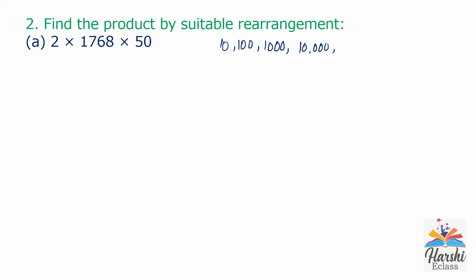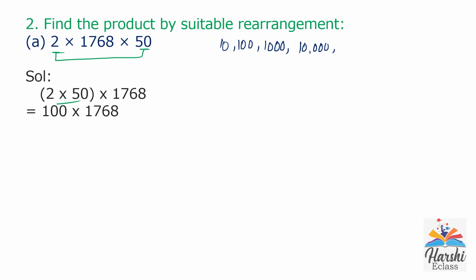Let's check in the given numbers. If we multiply any two numbers, it will give 100 or 10, any multiple of 10. Let's check that. 2 50s are 100 only. So I'm going to write 2 and 50 in brackets. Then multiply with that. So 2 50s is equal to 100. 100 multiplied by 1768, it is very easy.